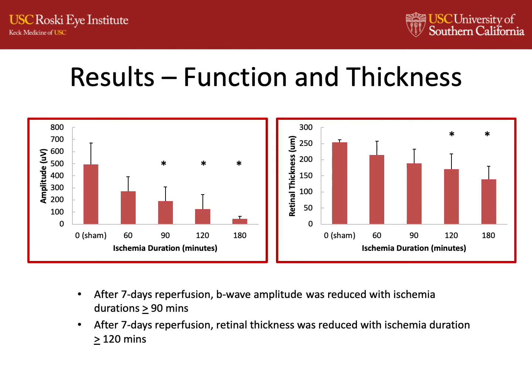Here is shown the results of the visual function on the left panel and retinal thickness on the right panel, plotted as a function of ischemia duration after 7 days of reperfusion. The ERG B wave amplitude was reduced with ischemia durations of 90 minutes or more, while retinal thinning was observed with ischemia durations of 120 minutes or more.